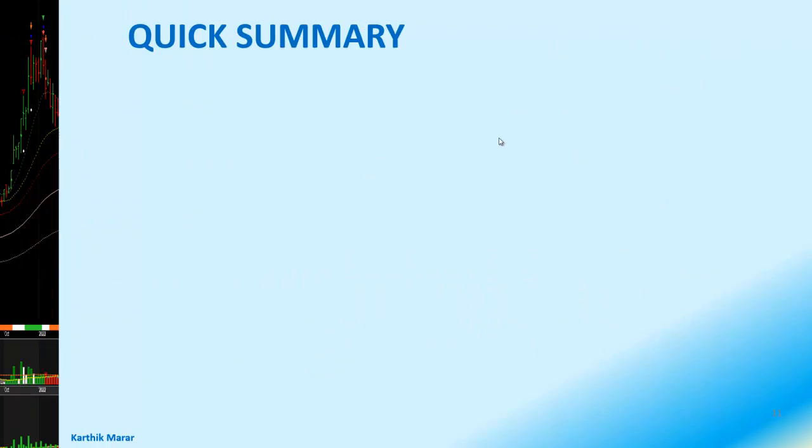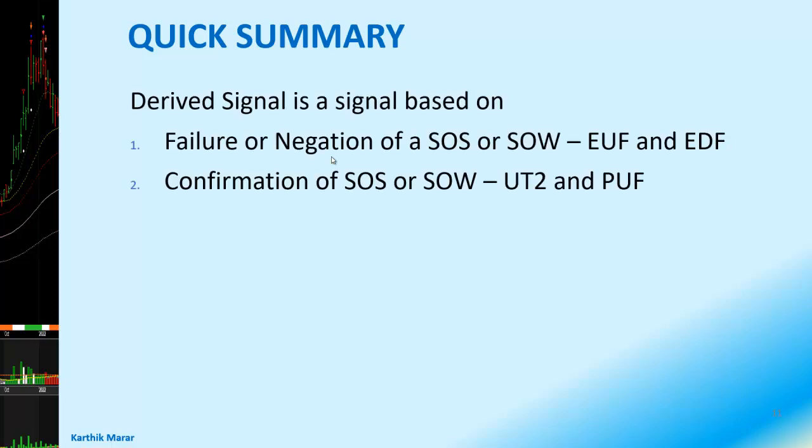This video has run into much more time than I was expecting, so we'll quickly summarize and then continue in the next video for the combination signals. So let's quickly summarize what we learned in this video. The derived signal is a signal based on either failure or negation of a SOS or SOW. The examples are EUF and the EDF. And it can also be a confirmation of an SOS or an SOW. You have the UT2 and PUC bars.